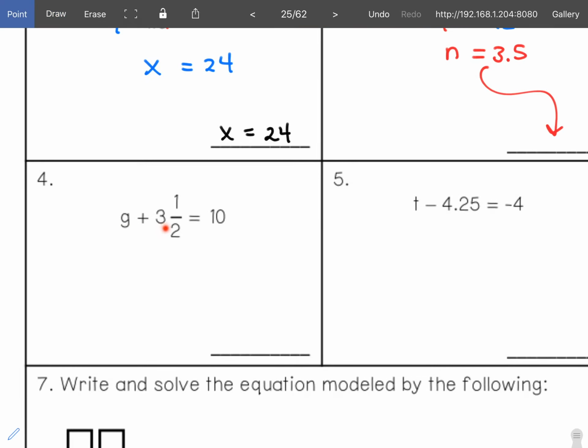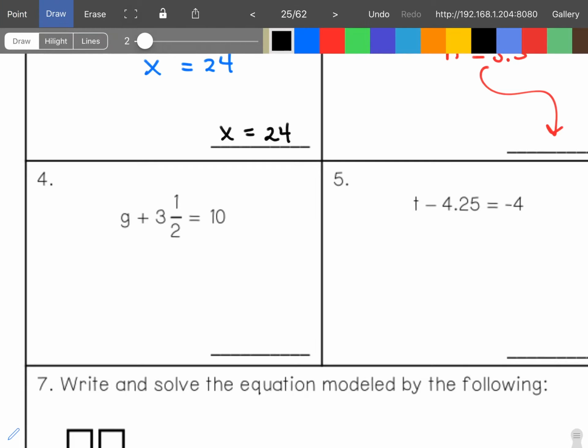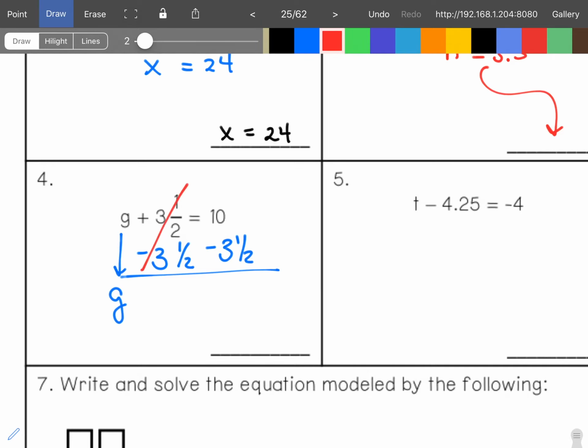Okay, so we see g plus 3½ equals 10. So we see that we're adding 3½. So the inverse of addition would be to use subtraction. So we're going to subtract 3½ on both sides. Bring down your g. 3½ minus 3½ makes 0. It goes away.